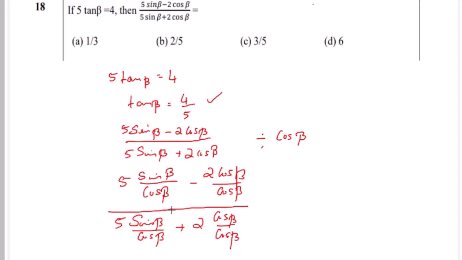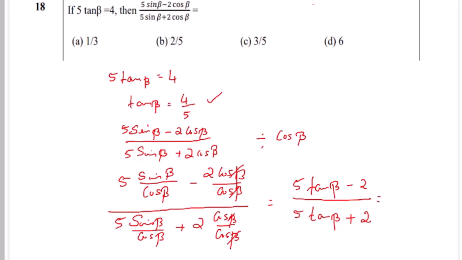So we have to divide like this so that we can substitute the value of tan beta, right? So what is this? 5 sin beta by cos beta is 5 tan beta minus 2, as cos beta by cos beta get cancelled, we'll get 2, right? 2 upon 5 sin beta by cos beta, that is again we can write as tan beta plus, and cos beta cancel, we'll get 2, right? So what is the value of tan beta? Tan beta is equal to 4 by 5.